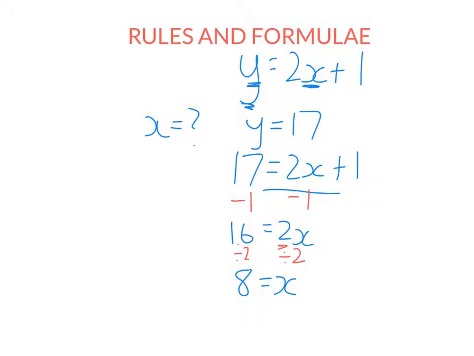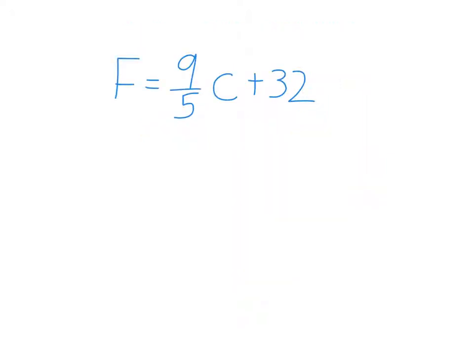This time we'll do a harder example. So this formula is how you convert degrees Fahrenheit and degrees Celsius. If you know the degrees Celsius, you times it by 9/5, add 32 to your answer, and that's the degrees Fahrenheit, right? So let's have a look at some questions involving this formula.